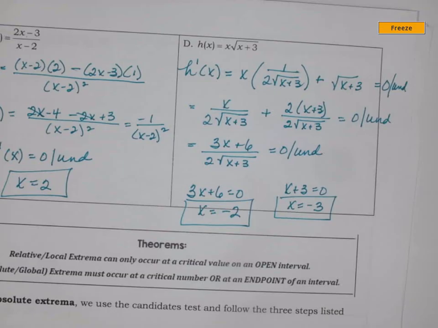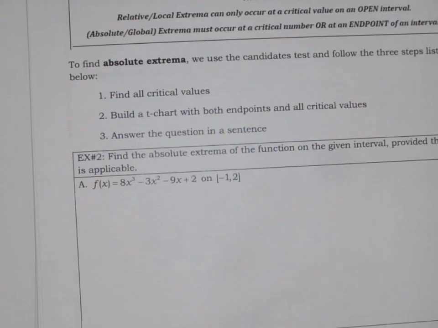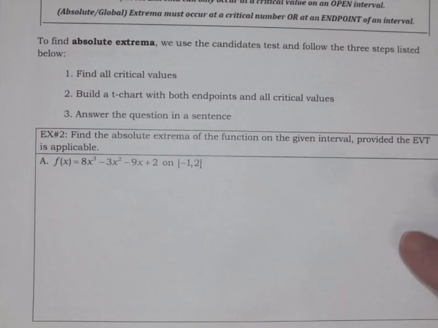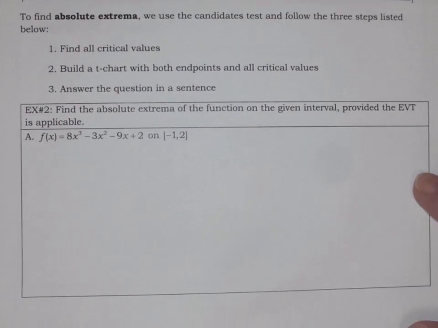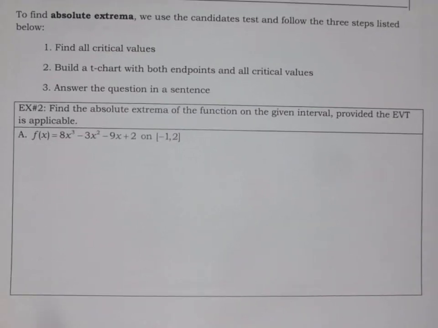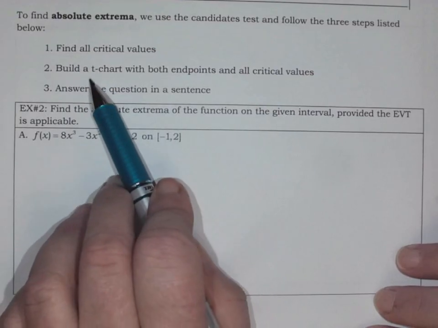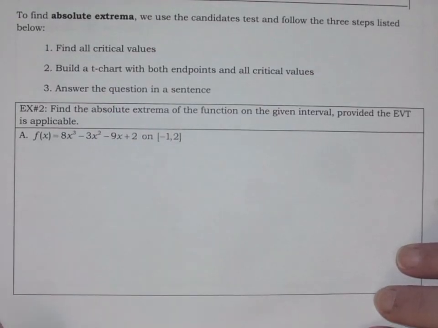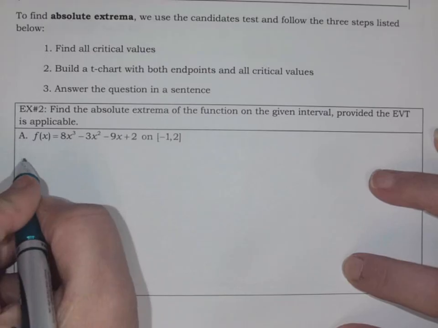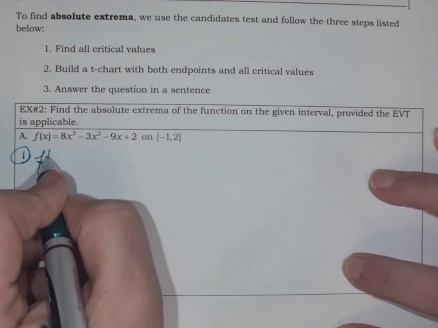Okay, so then the next thing we're going to do is find the absolute extrema. Okay, I don't know what happened there. I froze it. I tried to pause it, but okay. So now we're going to find the absolute extrema on a graph, and there's 3 steps. You need to find your critical points, you need to build a t-chart, and you need to answer the question in a sentence. So our step 1 is to find our critical points.